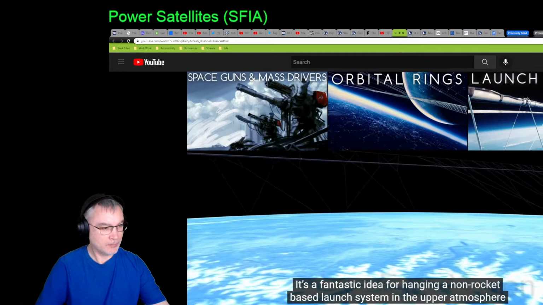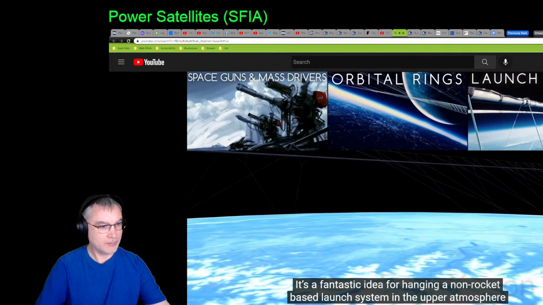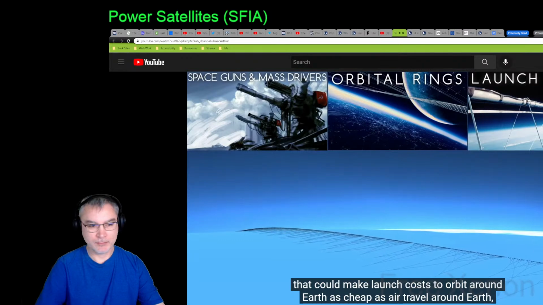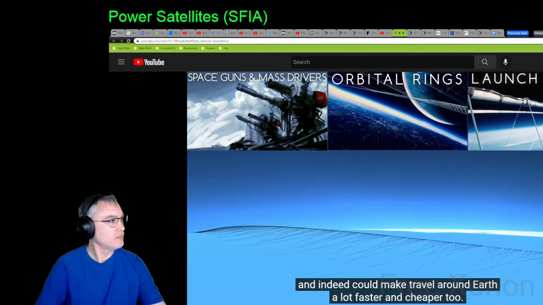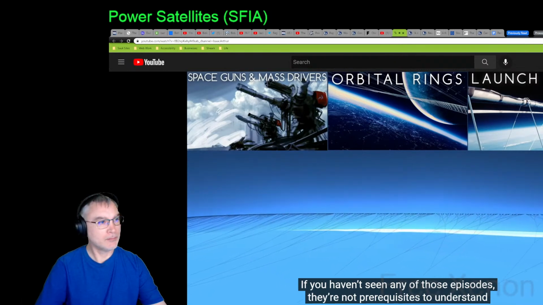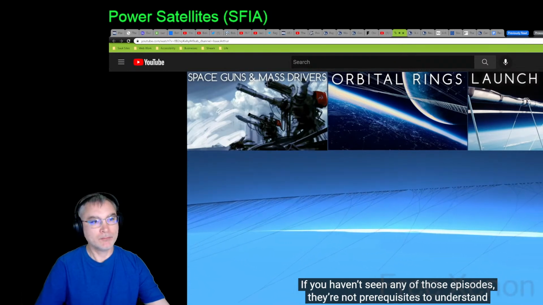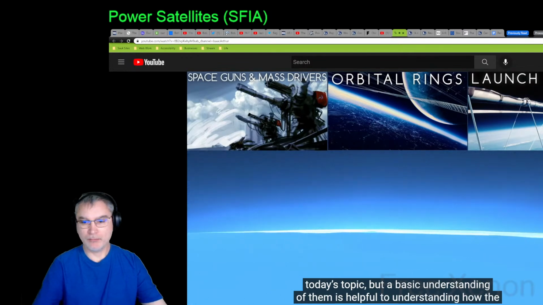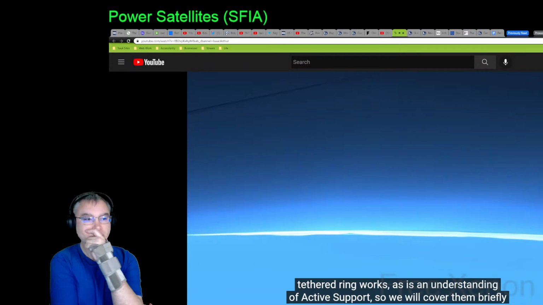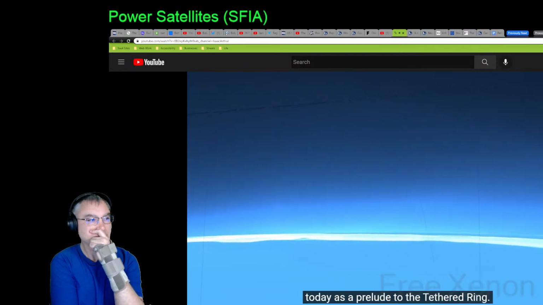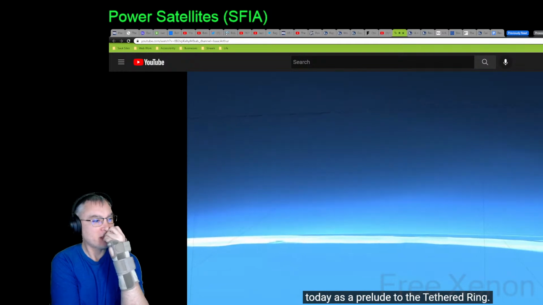It's a fantastic idea for hanging a non-rocket based launch system in the upper atmosphere that could make launch costs to orbit around Earth as cheap as air travel around Earth, and indeed could make travel around Earth a lot faster and cheaper too. If you haven't seen any of those episodes, they are not prerequisites to understand today's topic, but a basic understanding of them is helpful to understand how the Tethered Ring works, as is an understanding of active support. So we will cover them briefly today as a prelude to the Tethered Ring.